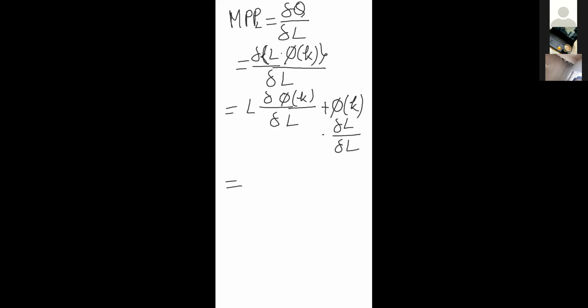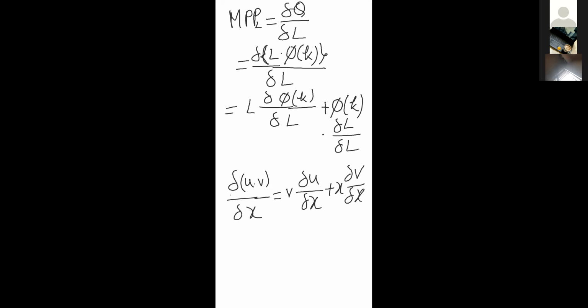If it is clear, then why are you not interested to respond? So here is L into del phi of small k divided by del L plus phi of small k into del L by del L. We are just using the UV formula: del U into V divided by del X equals V into del U divided by del X plus U into del V divided by del X. Okay.